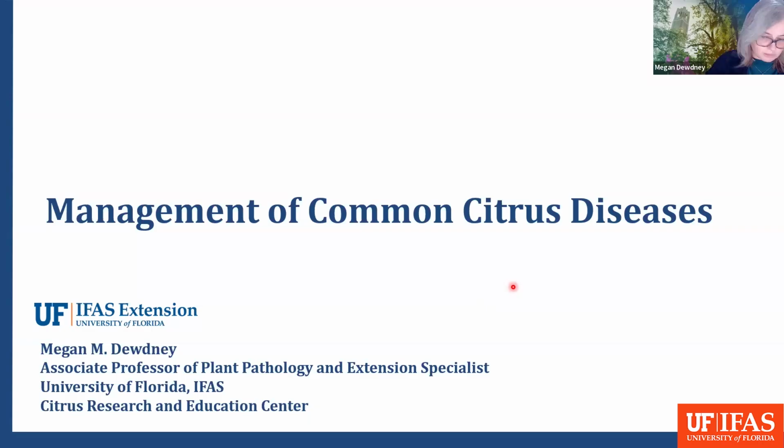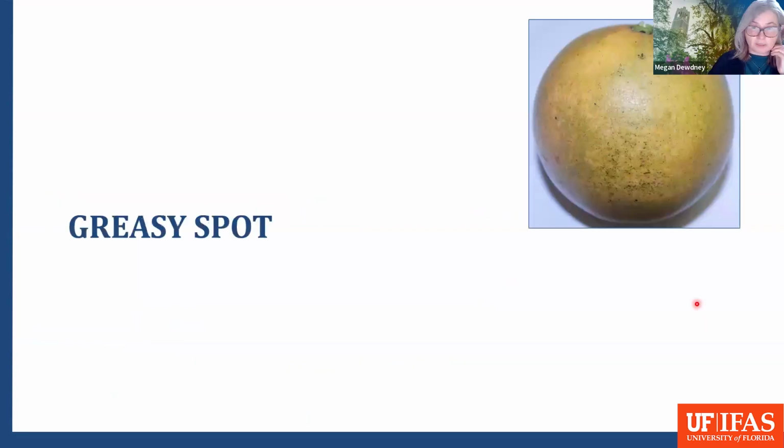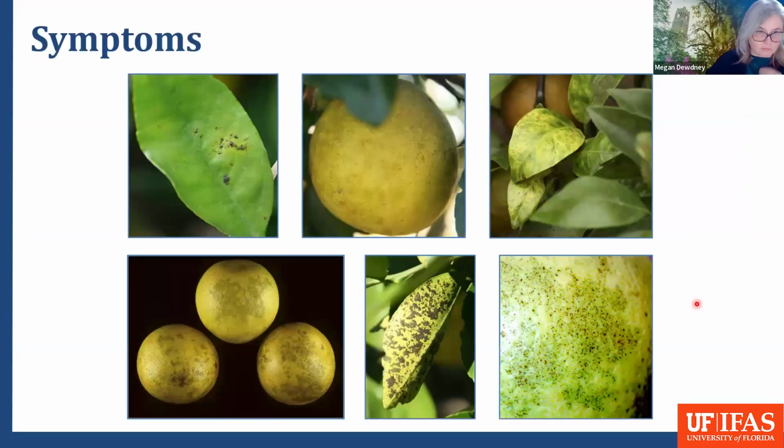So as Monty said, I'm going to be talking about several different citrus diseases. The first one I'm going to talk about is greasy spot, just so that everybody has a refresher on the common symptoms. As you can see, we have these irregularly shaped black splotches on citrus leaves that do look a lot like motor oil as it gets into sort of an older stage, being sort of splashed on the leaf surface.